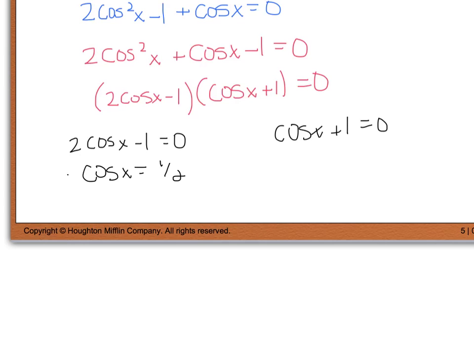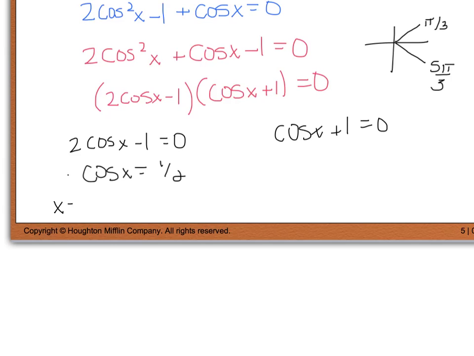Cosine x is going to equal 1/2. Let's draw a unit circle over here. So I'm going to get a value of 1/2. That occurs at increments of pi over 3. So I get a positive 1/2 in the first quadrant and a positive 1/2 in the fourth quadrant, which is 5 pi over 3. I wasn't given any restricted domains, so I do need to include 2 pi n with everything.